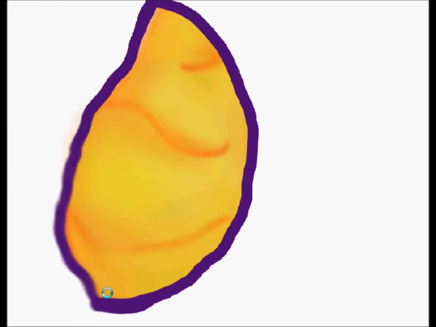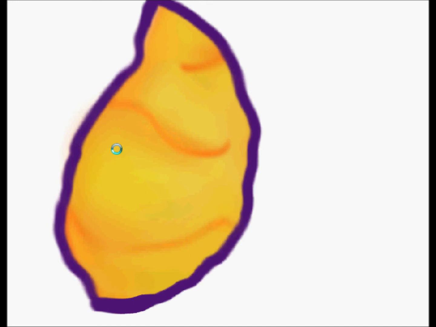This next piece is called the occipital lobe, which is located in the back of the head. This includes the primary visual cortex, which allows us to see.